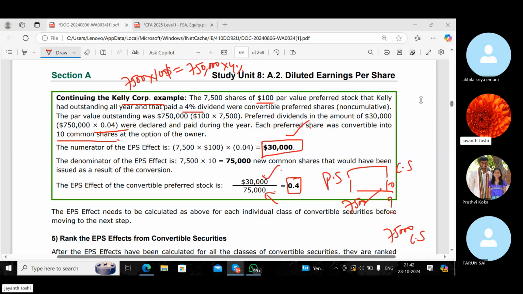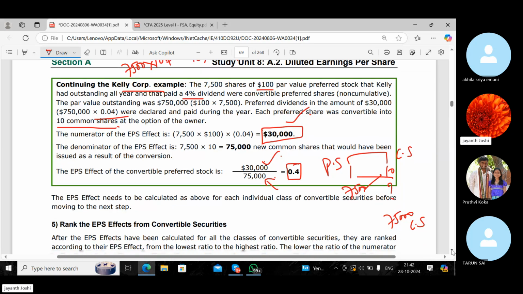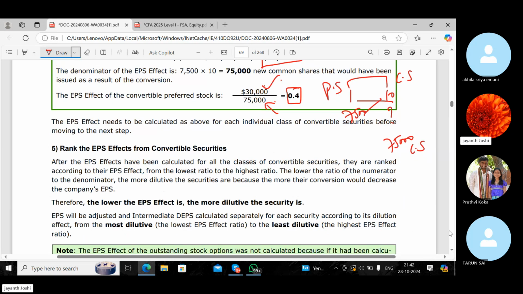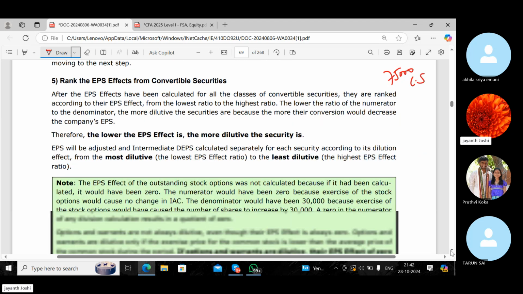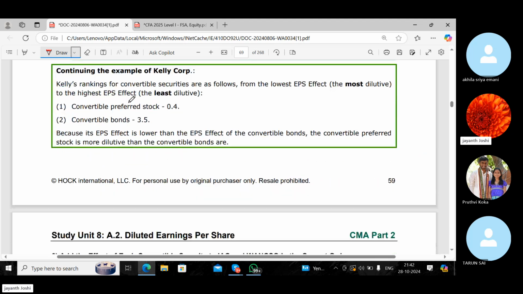Okay, let's move forward. Now the next question is, we will do a complete question to find out diluted EPS. Okay, we'll take all this data. But see, when it comes to ranking with respect to EPS effects, I see convertible preferred stock is ranked first when compared to convertible bonds. The reason for ranking convertible preferred stock first is that it is more dilutive.